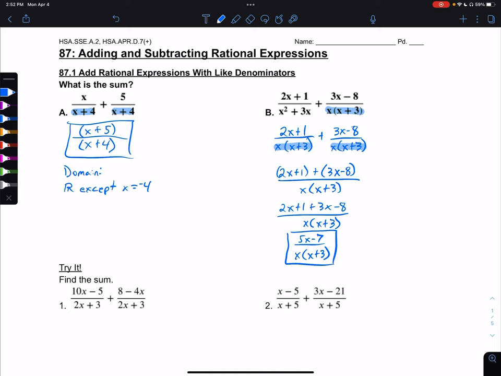We do want to look at our domain. So our domain, again, is all real numbers, except, now, if I look at this x here, x cannot be equal to 0. So that 0 comes from there. And then this piece here tells me that x would not be allowed to be -3.